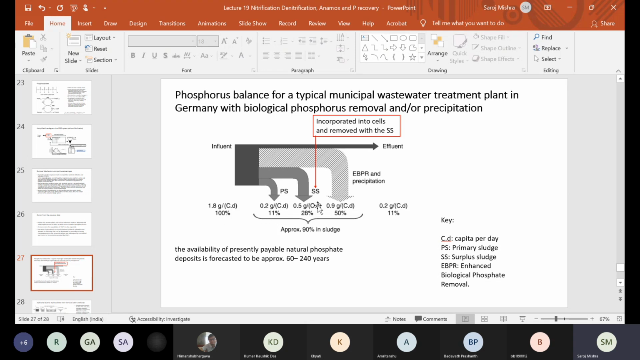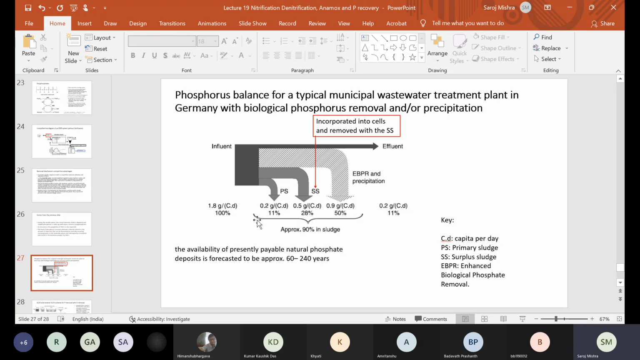In the secondary sludge, which you remove after the activated sludge stage, you remove approximately 28%, which is 0.5 gram. However, through enhanced biological phosphorus removal, 0.9 gram, approximately 50% of the phosphorus coming in, can be removed if enhanced biological phosphate removal followed by precipitation is incorporated into the wastewater stream, so that in the secondary sludge you are only going to lose about 28%.